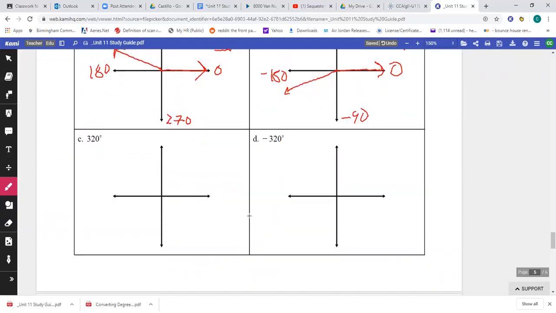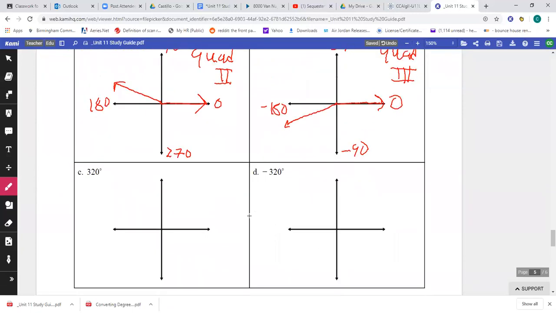Okay, now let's go ahead and do letter C. So remember, if we go one full circle, 0 and 360 end up in the same place. So if we're doing 320, remember, we always start here, and 320 is between 270 and 360, so it's somewhere here, right? And this would be quadrant 4.